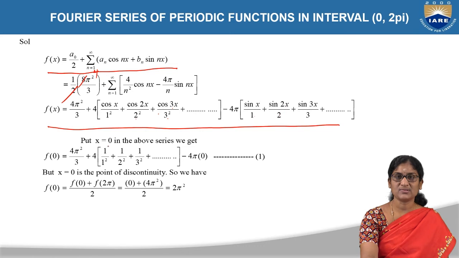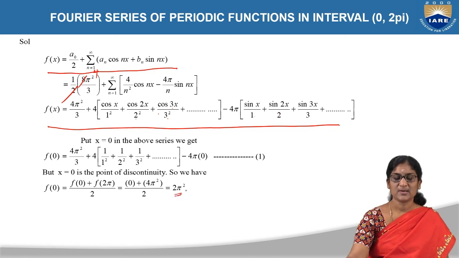If you put x is equal to 0, then f of 0 is equal to 4 pi square by 3 plus 4 into 1 by 1 square plus 1 by 2 square plus 1 by 3 square, and so on, minus 4 pi into 0. But x is equal to 0 is a point of discontinuity. So we have f of 0 is equal to [f of 0 plus f of 2 pi] by 2, which is equal to 0 plus 4 pi square by 2, which comes out to be 2 pi square. So therefore f of 0 is equal to 2 pi square. Let us see further.